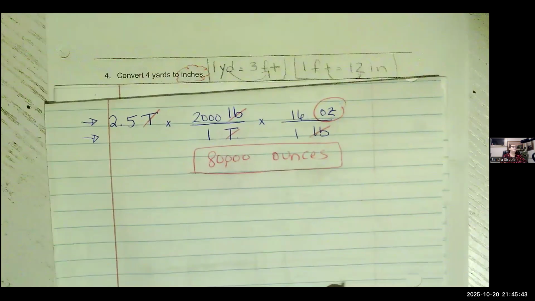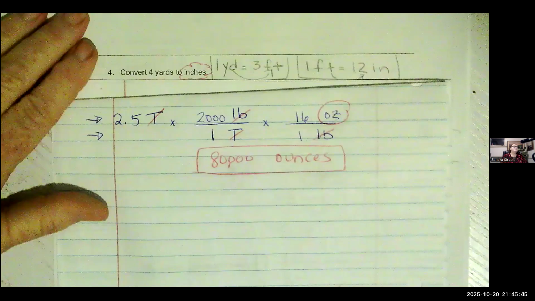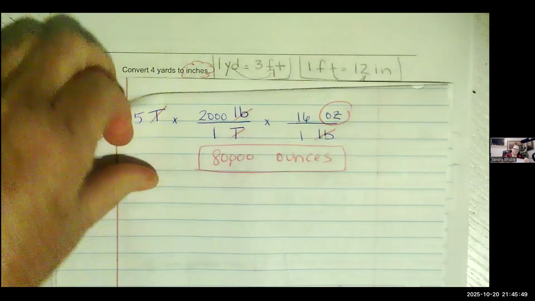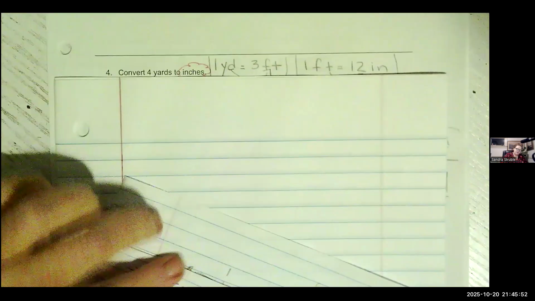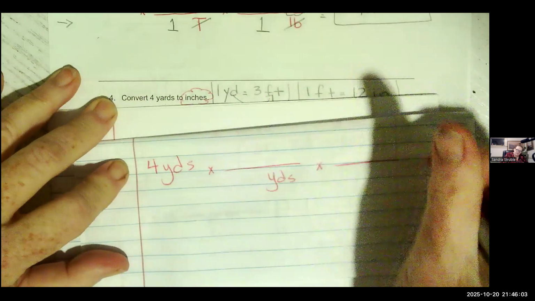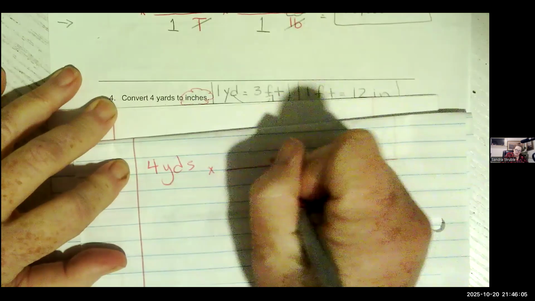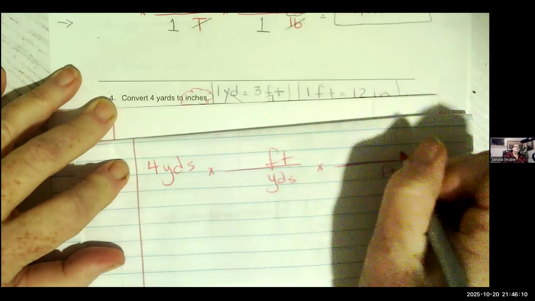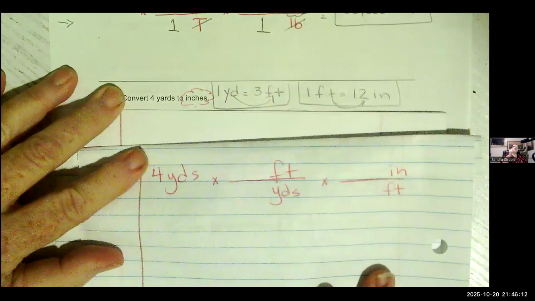4. Again, pause the video, attempt this one yourself. Convert 4 yards to inches. I've given you 2 conversions here that you're going to need. Pause the video and come back to see how you did. Starting with what you're given, 4 yards. I don't want yards. The only thing I can do to get away from yards is feet. I don't want feet, but feet will get me to my inches that I want. Okay, yards, feet, left with inches, cool.